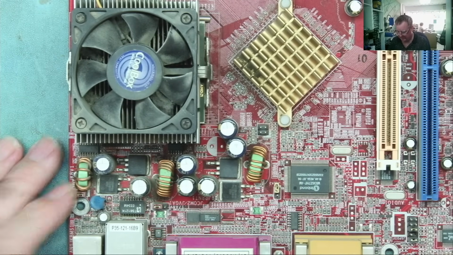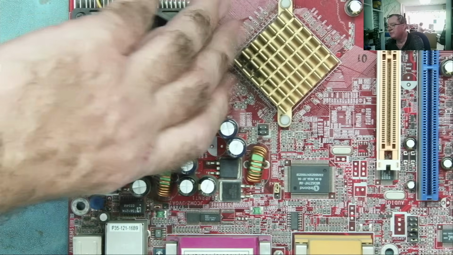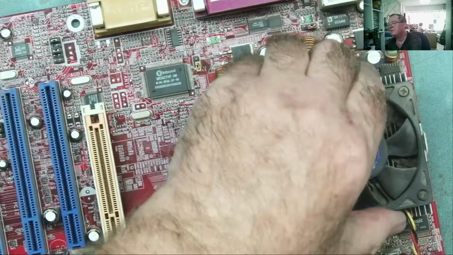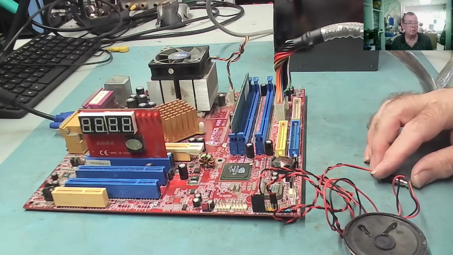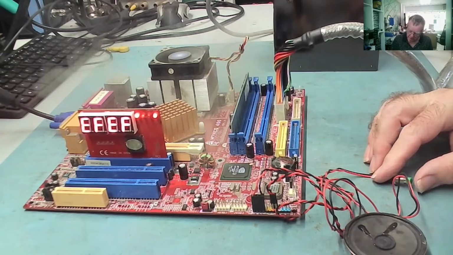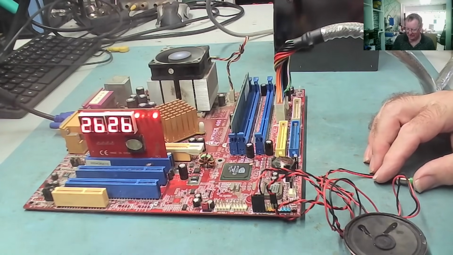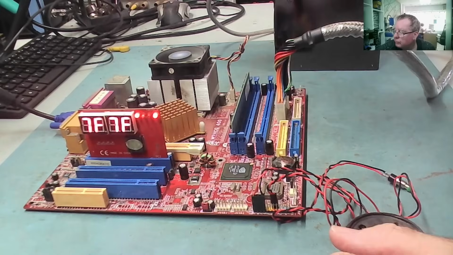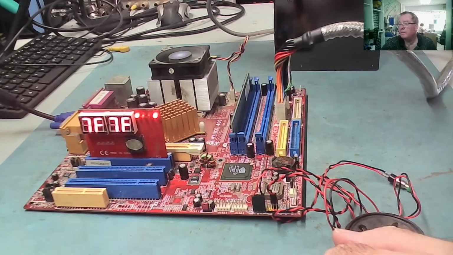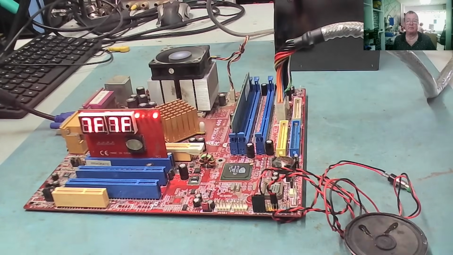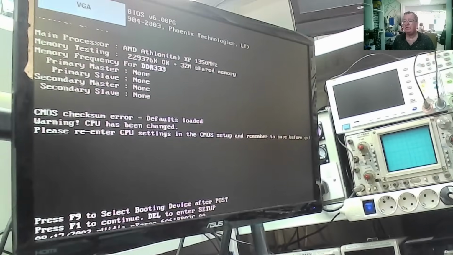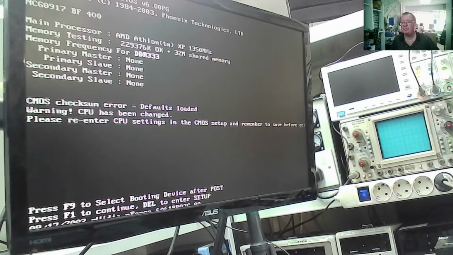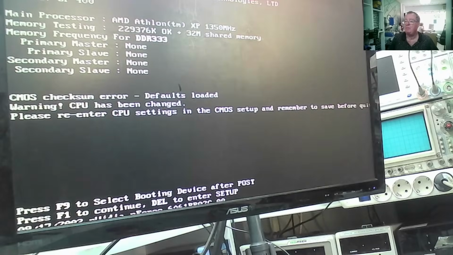Let's just see if this works. I mean, everything looks okay. So let's power it up and see if this one actually runs. What does it do? Well, it starts with a cloud of dust. It's using the onboard graphics. And it's working. So we have an Athlon XP working machine by the looks of it.